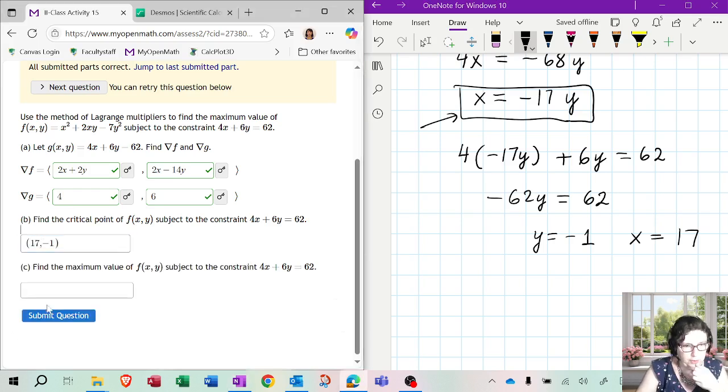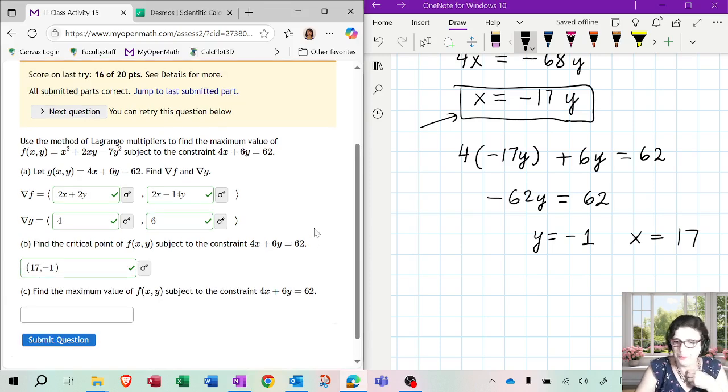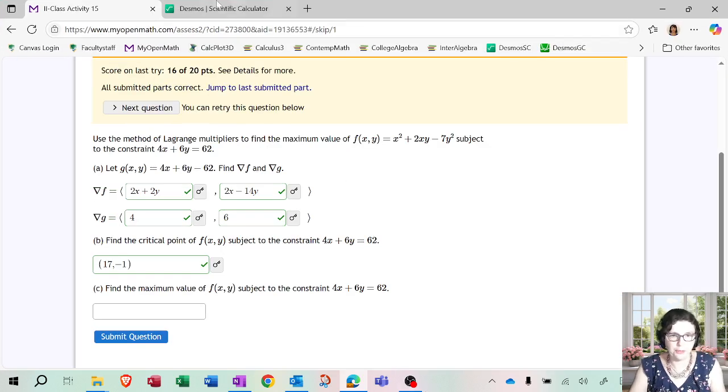But let's check that out to make sure we didn't mess up. Okay, so then what you do, the rule says it has to be a max or a min. It has to appear there. Okay, so how do I find the maximum value? Well, I have to substitute it back into the original function.